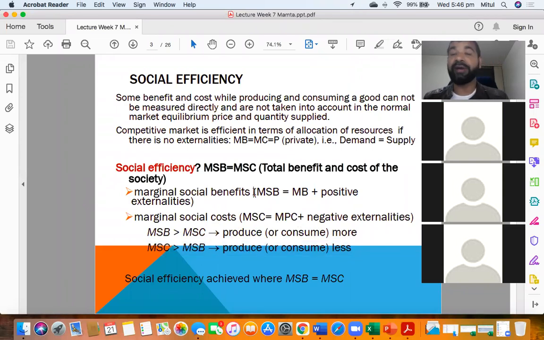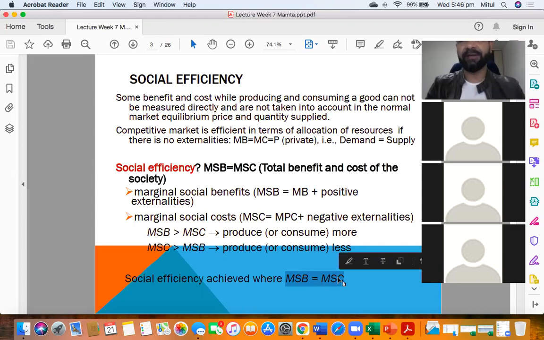So how do you achieve social efficiency? We achieve social efficiency by making marginal social benefit equal to marginal social cost. That's the way. Okay? Cool. Next.